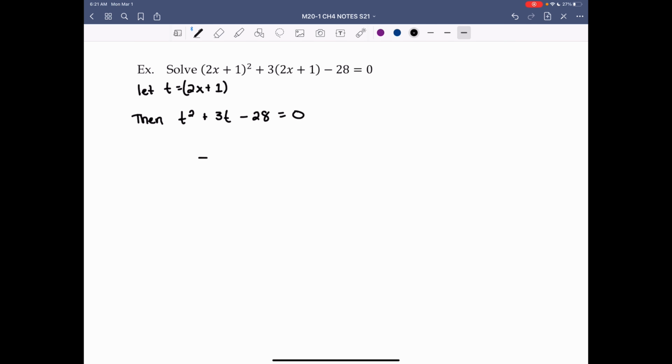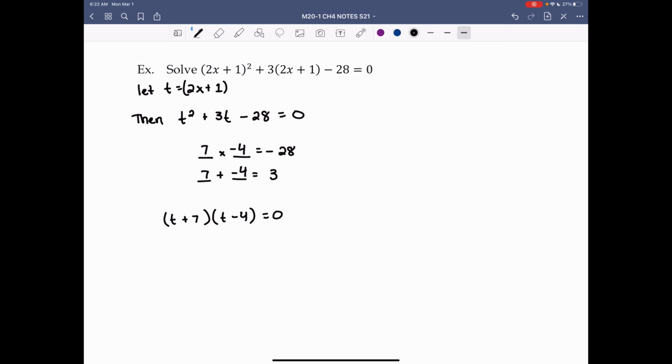So we want two numbers that multiply to negative 28 and add to 3. That would be 7 times negative 4 is negative 28, and 7 plus negative 4 is positive 3. Because it's a basic trinomial, we can go right to our two binomials. We have t plus 7 and t minus 4 equals 0.